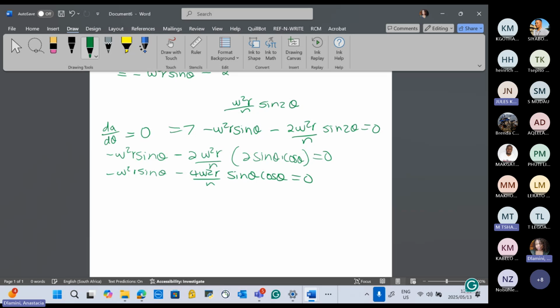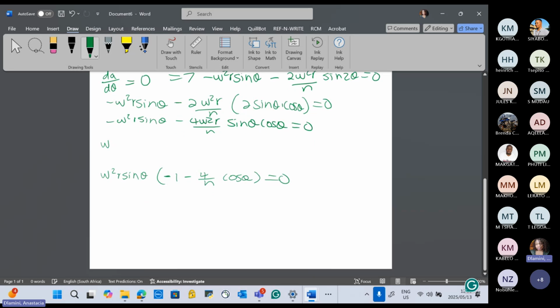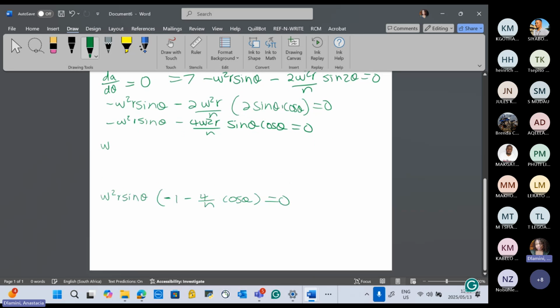I need help, guys. So what do you think we factor out there? W squared R sine theta. Okay. So W squared R sine of theta. Then what do I remain with? Minus 1, minus 4 over n cos of theta. Okay. Yes. Then what? Someone might say it doesn't look like the study guide. It's still fine. We chose to write it like this.